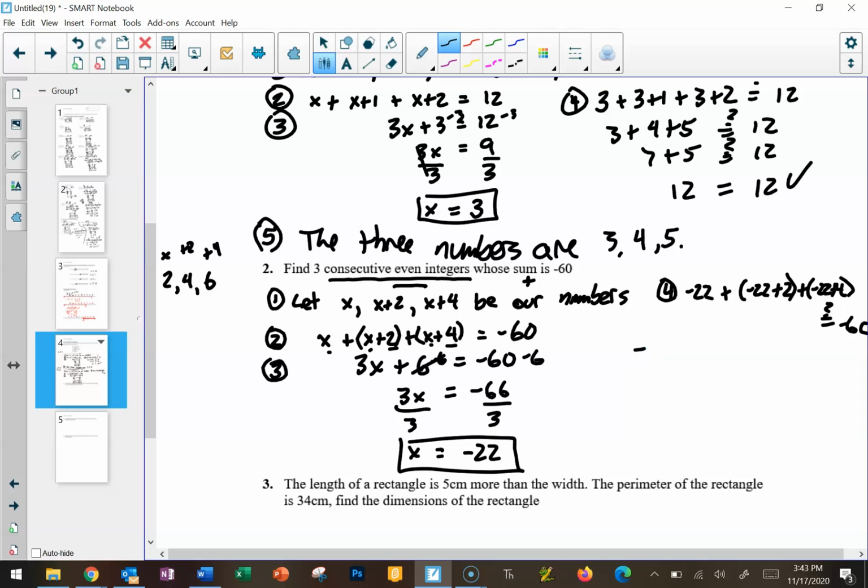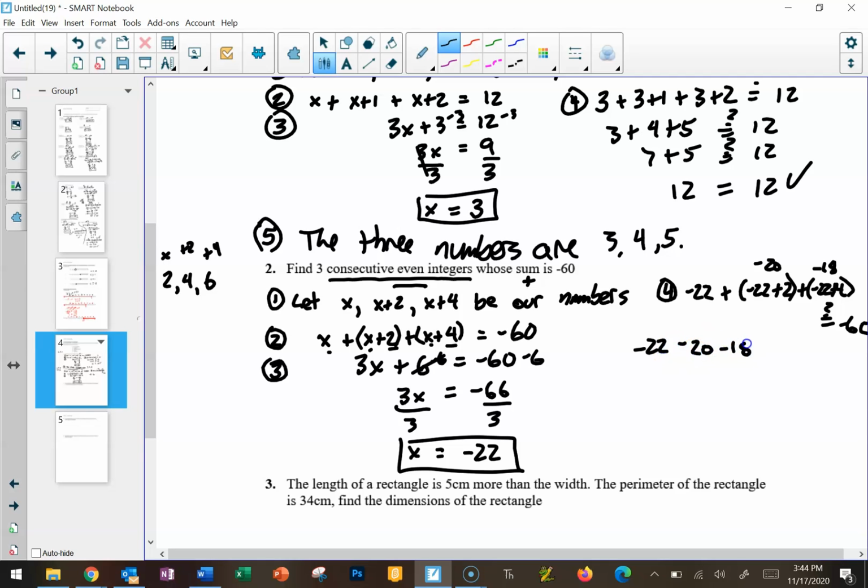So negative 22 plus, what's in the brackets? Negative 22 plus 2 is going to be negative 20. So I've got plus negative 20. You might as well just write that as minus 20. So this was negative 20 here. And then negative 22 plus 4 is going to be negative 18, right? So negative 22 minus 20 minus 18, does that equal negative 60? That's negative 44 minus 18.